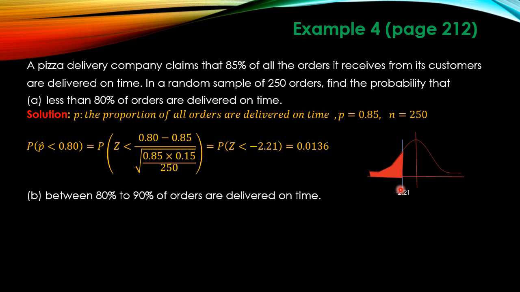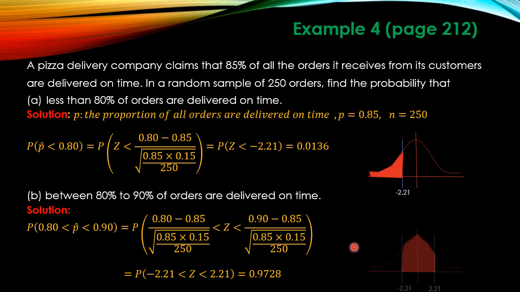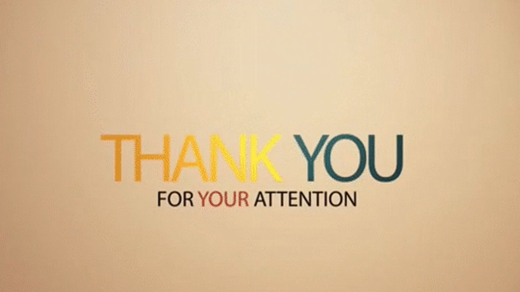b. Okay, find the probability that between 80% to 90% of the orders are delivered on time. Okay, so we have 0.8 to 0.9. So p hat between 0.8 and 0.9. So we use the formula. Then we have Z between negative 2.21 and 2.21. So we have the middle area here. Then we have 0.972. Okay, that's all the examples. Thank you.